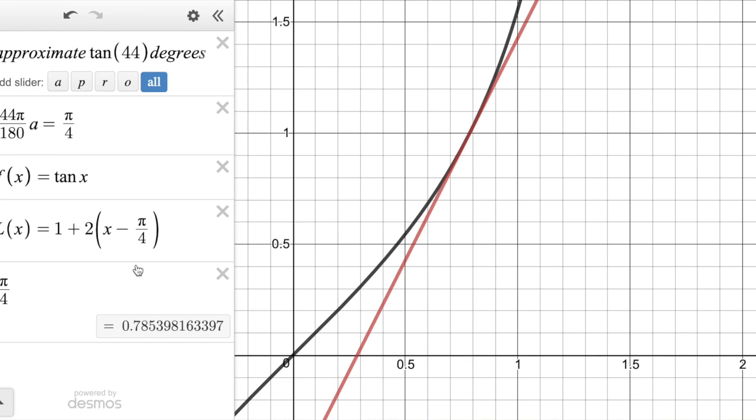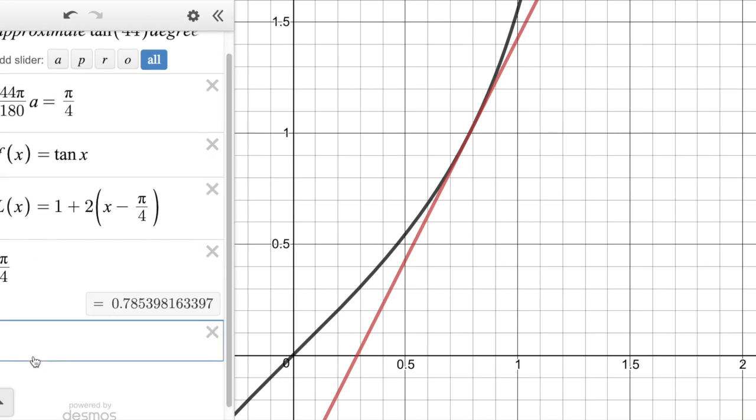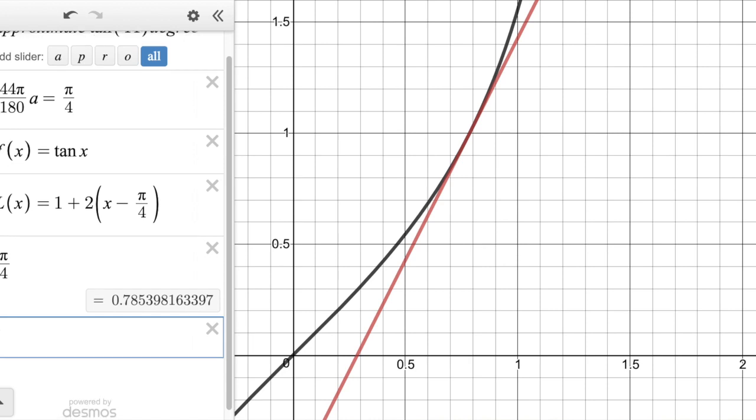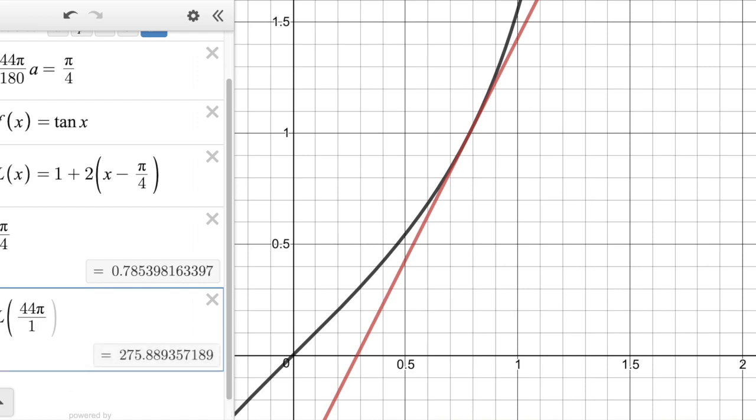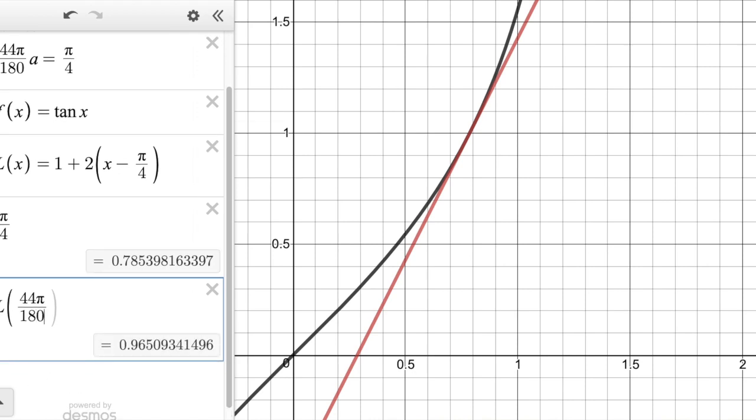I'm good, right? So I'm going to convert, which I kind of already did here, 44 degrees into radians to put it into my L of x. Simplified, I think these are both divisible by 4, that would be 11 pi over 45. Okay, so let's approximate those. First we'll do L of 44 pi over 180, so 0.96.